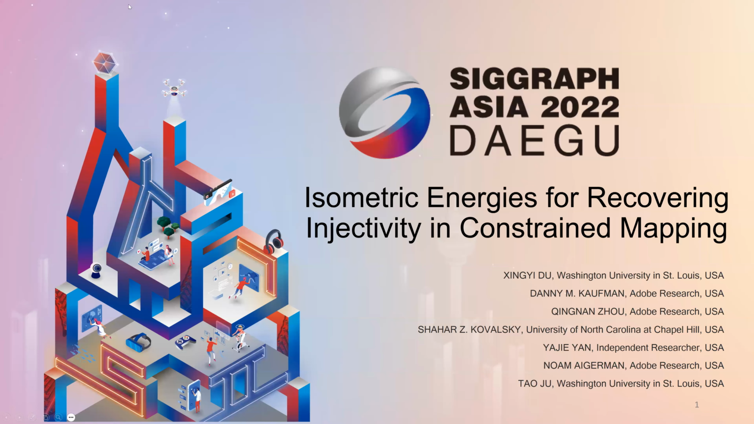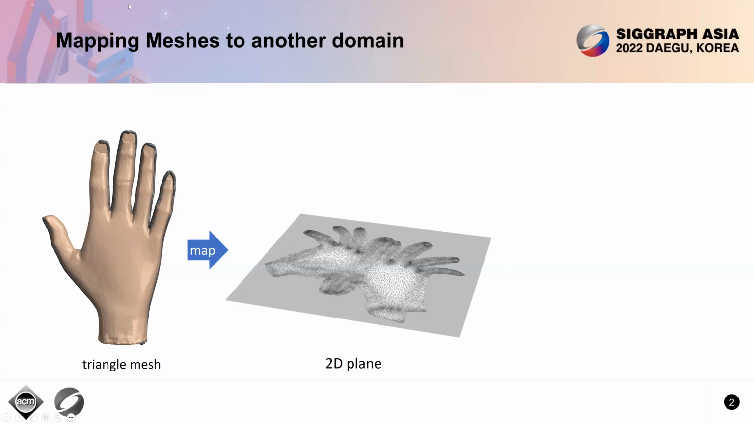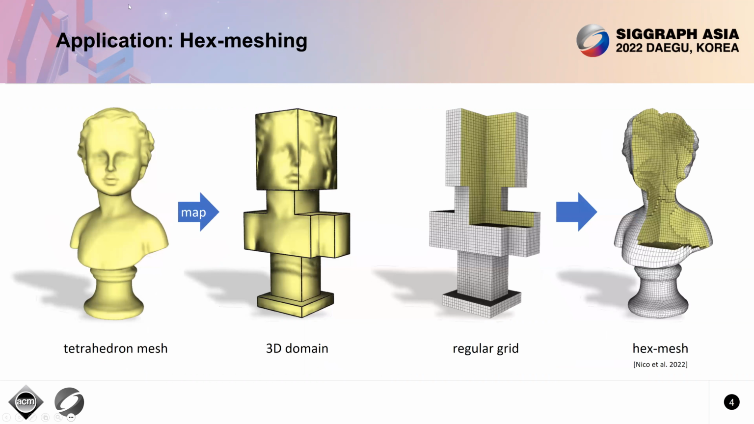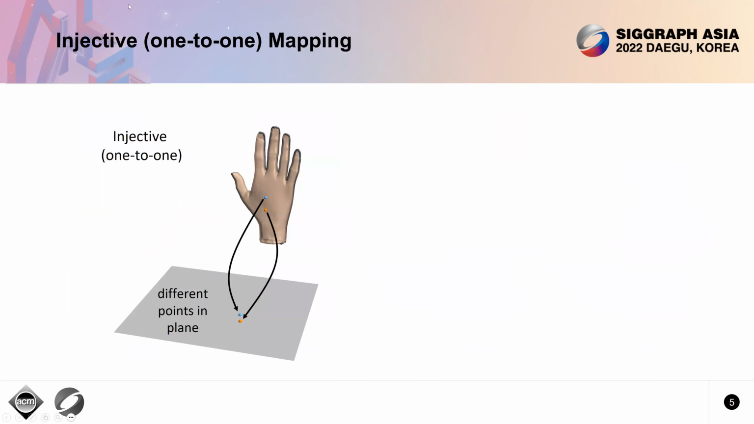Mapping meshes to another domain is a fundamental task in graphics and geometry processing. A well-known application is texture mapping, where the map is used to transfer color information from the 2D texture image to the 3D surface. Another application is hex meshing, where the map of a tetrahedron mesh into a regular 3D domain helps to generate a hexahedral mesh in the source domain.